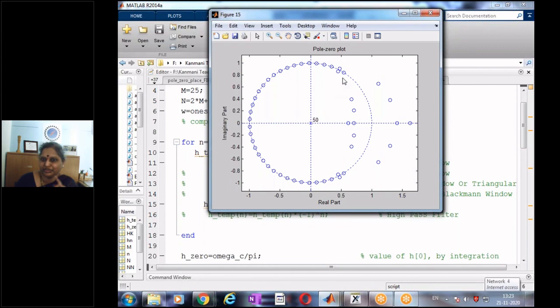Look at the pole zero plot. I have the same cutoff. This is my stop band and this is my pass band. In the pass band, the zeros are within and outside the unit circle. They appear as complex conjugate pairs, inside the unit circle and outside the unit circle. Whereas here in the stop band, all the zeros are on the unit circle, and this is my transition band. The cutoff frequency of my filter is in this band.